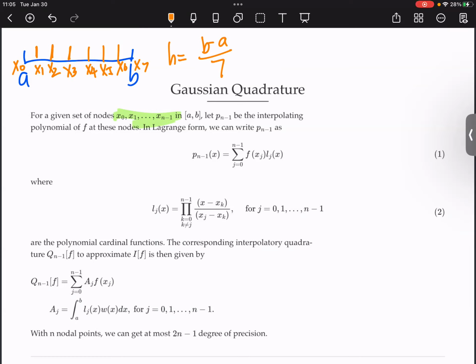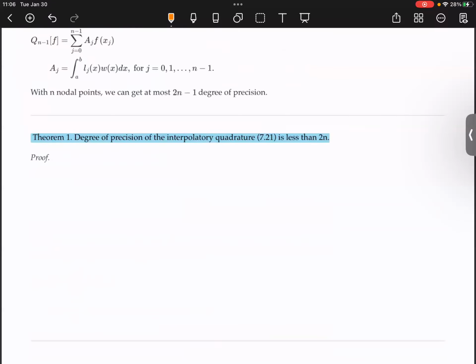But actually in this quadrature rule, you will see that we have f(xj), and this is the basis function here. And you will find out that this xj is also a component in this formula. So what would happen if we choose the nodal points not equally distributed? If we put them in other places, maybe in this way. So let's take a look here.